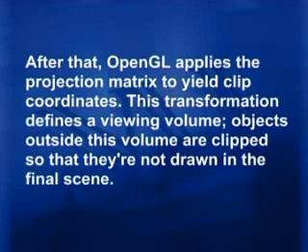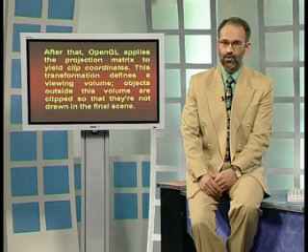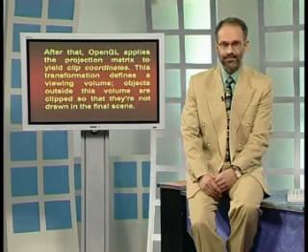After that, OpenGL applies the projection matrix to yield clip coordinates. This transformation defines a viewing volume. Objects outside this volume are clipped so that they are not drawn in the final scene. This idea we have also talked about from the perspective of specifying the viewing frustum. So that viewing volume is specified. Anything that lies within that viewing volume would be part of our scene and would be visible, and anything and everything lying outside that viewing volume would be clipped.